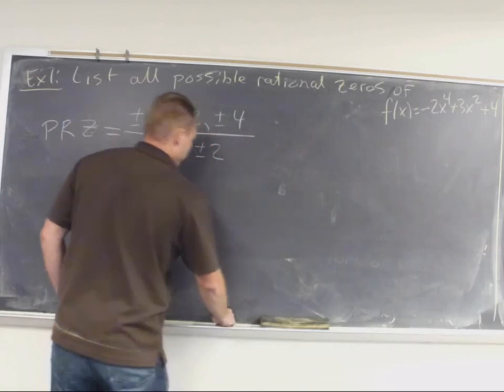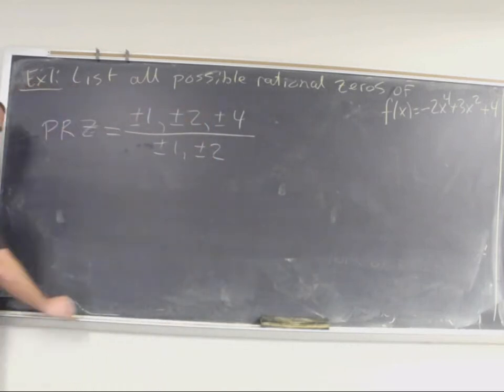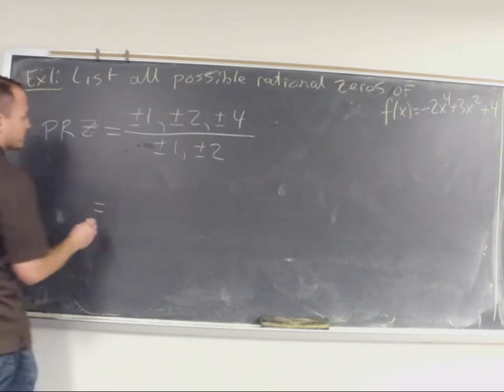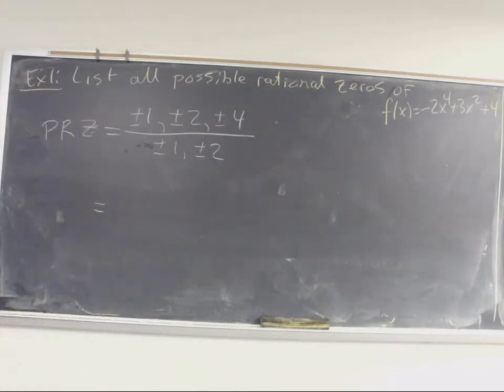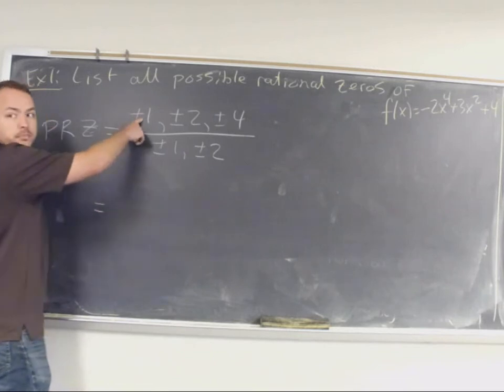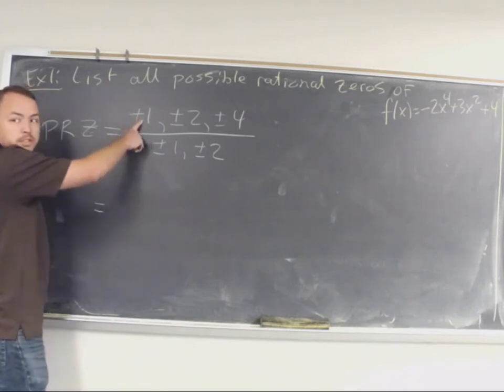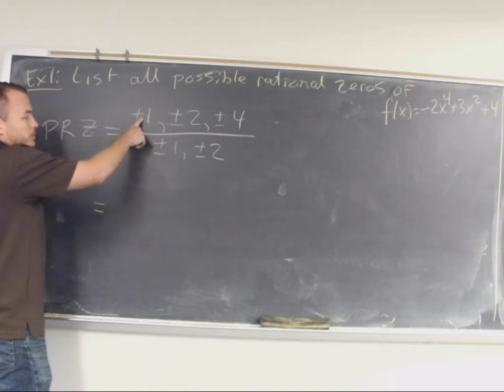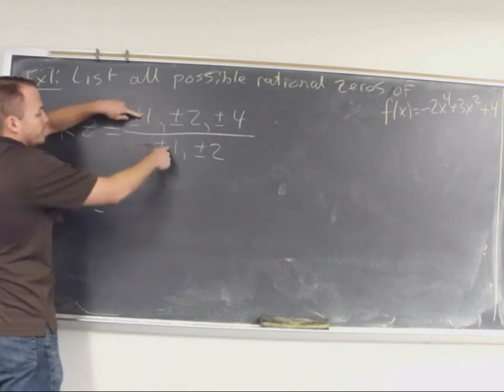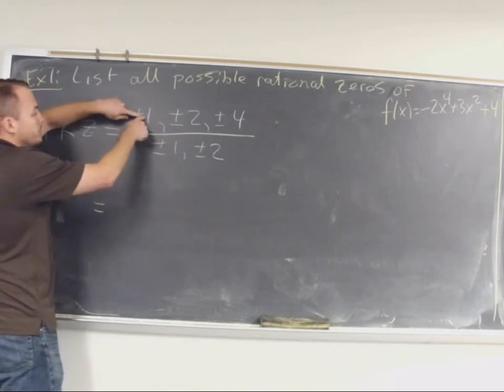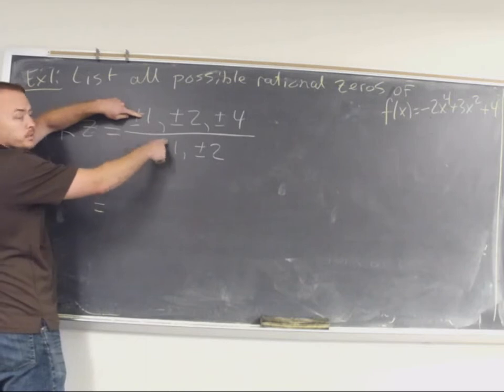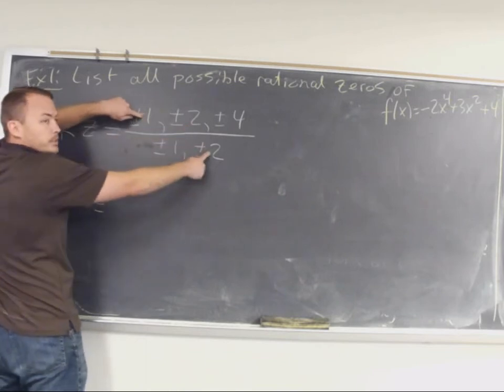And from here, it's just being careful. That's all it is. Being careful that we account for all possible combinations on the top and the bottom. So the easiest way to do it is just start with your first term on the top, which is this plus or minus 1. You take this plus or minus 1 and you divide it by each term on the bottom. So you go plus or minus 1 divided by plus or minus 1. Plus or minus 1 divided by plus or minus 2.